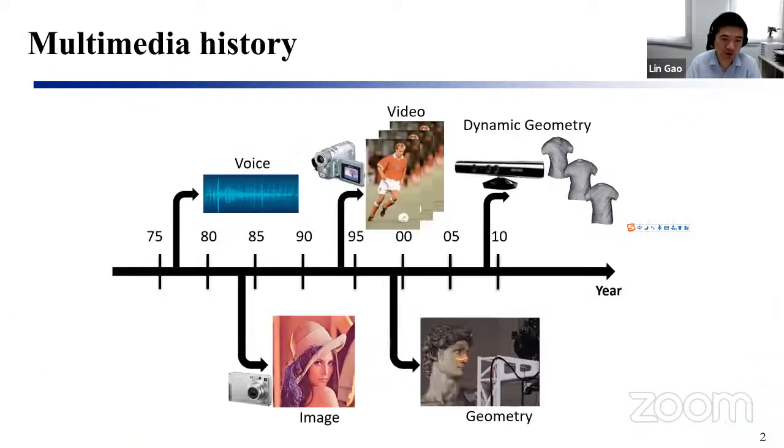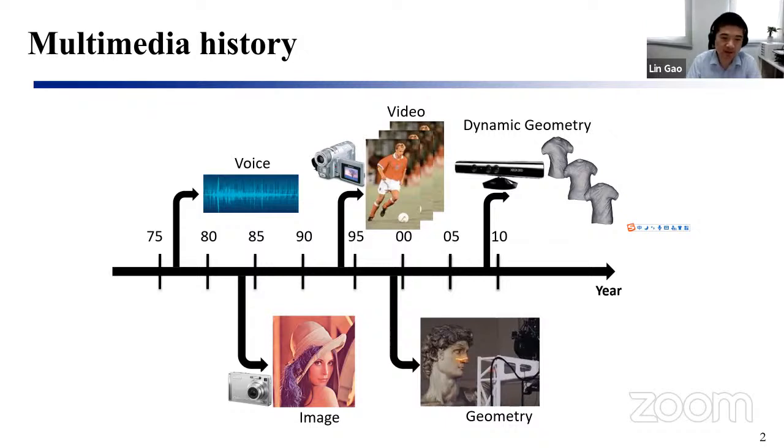Now let's first review the brief history of multimedia processing. Multimedia processing has moved from 1D data to 3D data: from voice to image, from image to video, and from video to geometry and dynamic geometry. The application of deep learning shares a similar history. Deep learning was first applied to voice and image processing, then to video, and also to geometry.